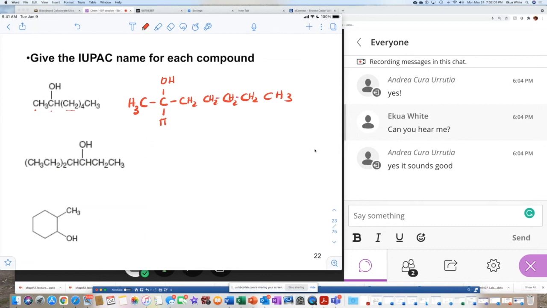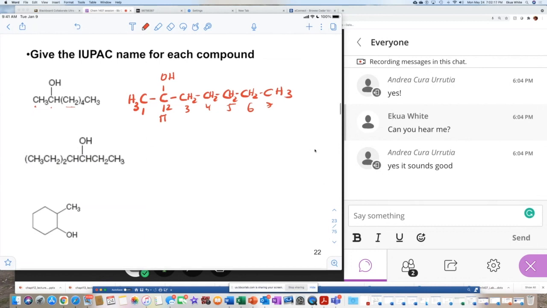Okay, so we have to name this. In naming this, I'm going to number my carbons 1, 2, 3, 4, 5, 6, 7. 7 is heptanol, and my alcohol is on the second carbon, so 2-heptanol, right? Okay, what about this one here?